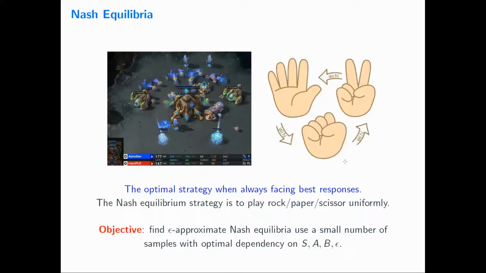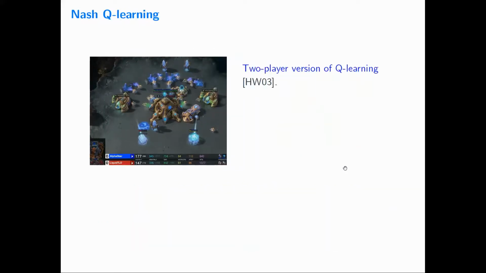So our objective, since the Nash equilibrium is the best thing one can do from a theoretical point of view, is to approximate this Nash equilibrium. The objective here is to find an approximate Nash equilibrium using a small number of samples with optimal dependency on S, A, and B. One of the most well-known algorithms for learning a Markov game is Nash Q-learning, which was proposed for the two-player setting by the seminal paper of Hu and Wellman in 2003.